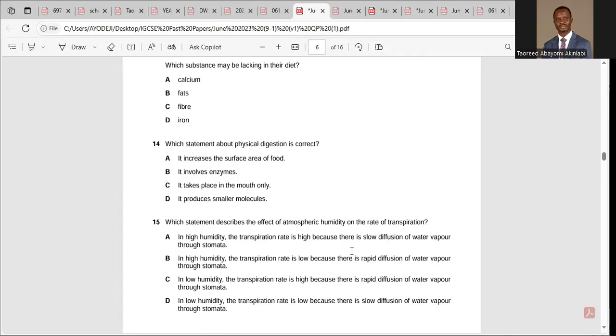Another factor that affects transpiration is wind speed. When you have high wind speed, the rate of transpiration also will be increased. All right, that means for question 15, the correct option there is option A, which is in high humidity, the transpiration rate is high. Apologies. The answer there will be in low humidity, the rate of transpiration is high because there's rapid diffusion of water vapor through stomata. That's option C for question 15.